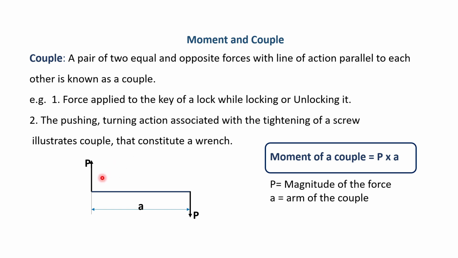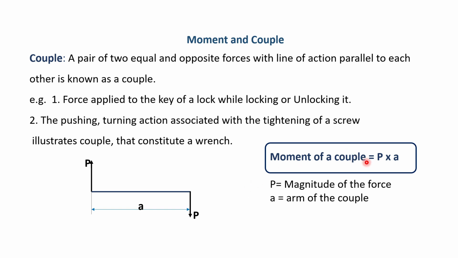So, how to represent it here? Two equal and opposite forces separated by a distance. It is very important here that the forces are not collinear. We have seen that collinear forces have the same line of action. But in the case of a couple, the lines of action are separated by a particular perpendicular distance, whereas the magnitude of the forces is the same.